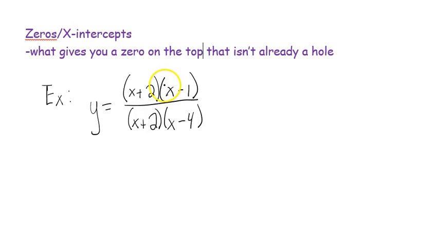So when we look at this example, the first thing I do is look for holes. And again, I want to cancel out these x plus 2's. So that means I have a hole in my graph at negative 2, because that would be where that would be 0. And since I'm looking for zeros and x-intercepts, I'm going to look at what's left on top and decide where that would be 0. Well, if I plugged a 1 in, I would get a 0. So my 0 for this function is at x equals 1.